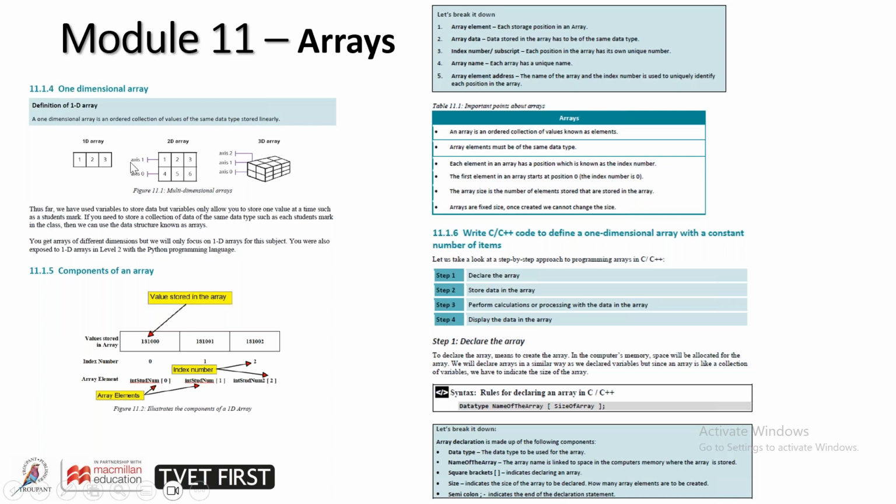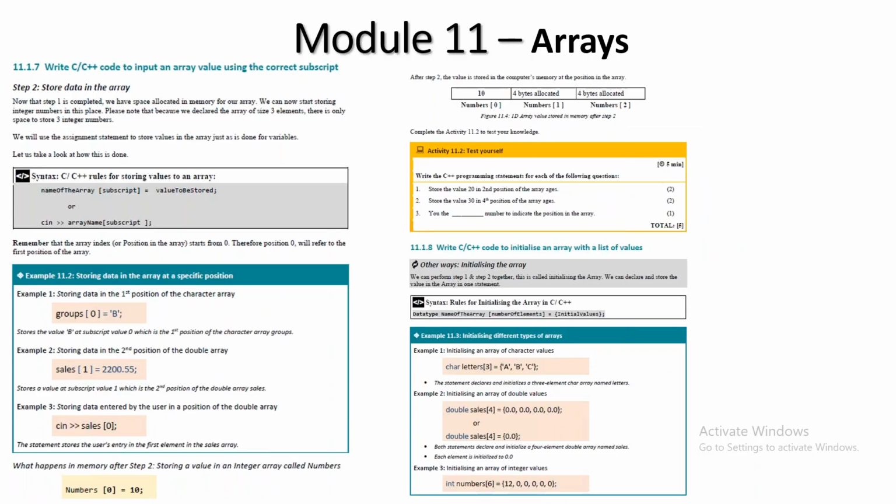Okay, so yes, this is what I was talking about here. Looking at arrays in C++, the 4 steps. What are the 4 steps? Step 1, declare the array. Step 2, you store the array. Step 3, perform calculations. And step 4, you display the data. Step 1 is declare the array, the syntax, the rules, explain, and then we'll do an example. Okay, so you can see we've done it like that. Move forward to the next slide.